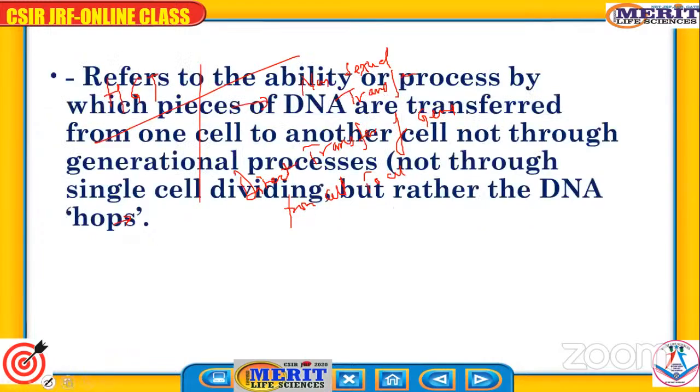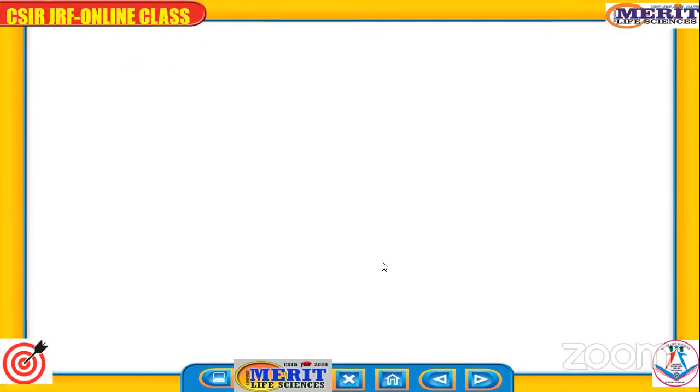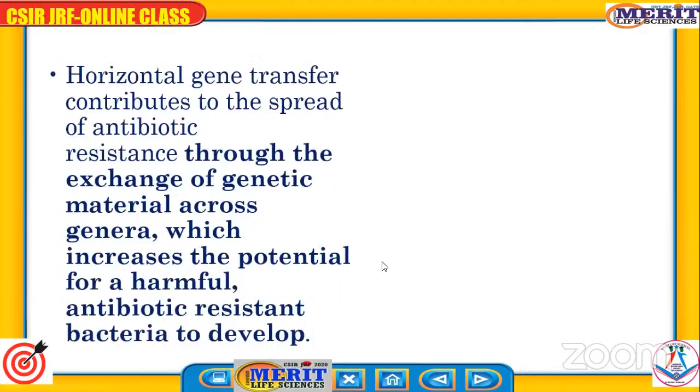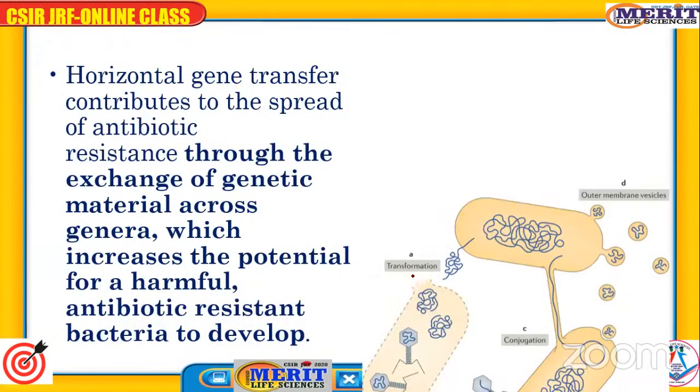So exactly we can define what horizontal gene transfer is. It refers to the ability or process by which a piece of DNA is transferred. So we will understand how this piece is transferred, what genes are responsible for that, what enzymes are present in the bacteria during the transfer, how the cell is dividing, and how the DNA is hopping from one cell to another. If we're talking about gene transfer, basically we can say it is an exchange of genetic material from one cell to another. And there are three mechanisms of gene transfer.